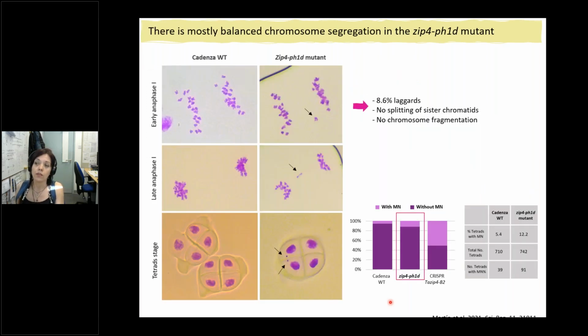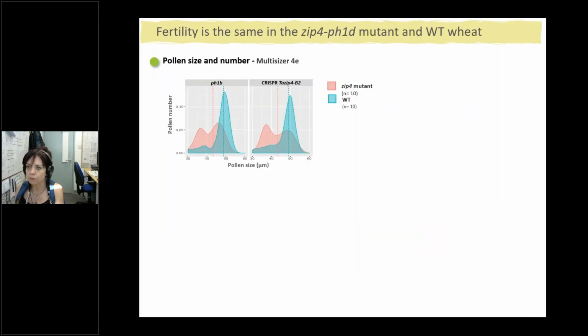Then, as we did with the CRISPR mutant, I checked the meiocyte development until the tetrad stage, and I didn't observe any major problem with segregation. There was a small number of laggard chromosomes, but no splitting of sister chromatids or chromosome fragmentation, as happened in the CRISPR mutant. And as a result, this mutant was associated with just 12% of tetrads with micronuclei, a considerably lower number than the 50% observed in the CRISPR mutant.